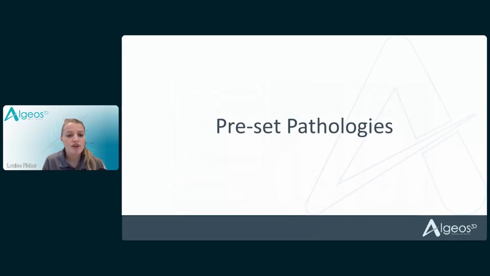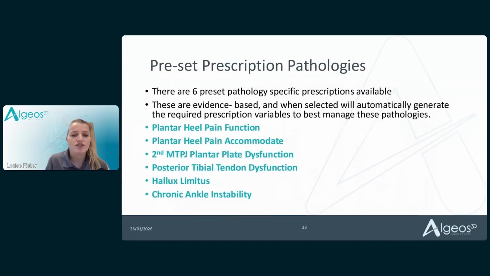So exploring the preset pathologies, as I mentioned, there's 6 presets: plantar heel pain for a functional state and for an accommodative state. You've got one for second MTPJ plantar plate dysfunction, posterior tibial tendon dysfunction, Hallux limitus, and chronic ankle instability. And people may ask, right, well, where did you get the evidence? You say they're evidence-based. How are they evidence-based?